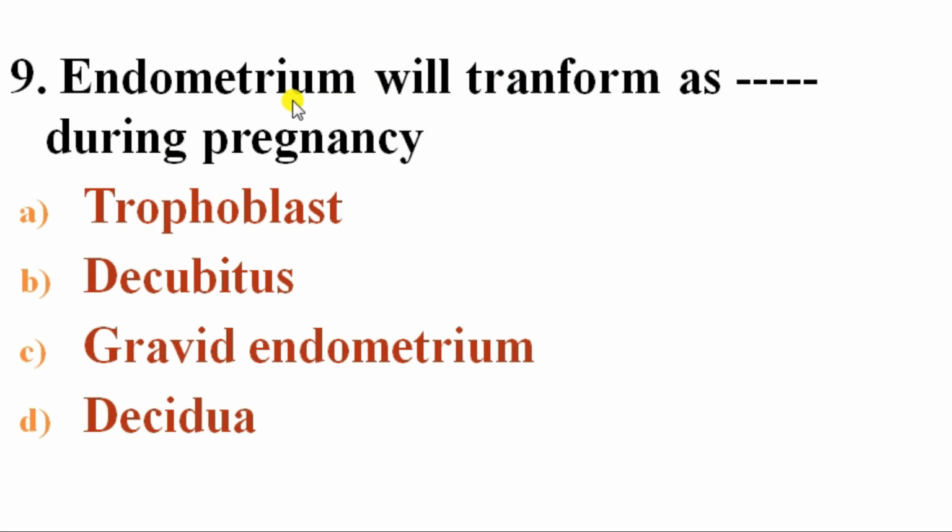Next question, endometrium will transform as dash during pregnancy. Options: A trophoblast, B decubitus, C gravid endometrium, D decidua. Answer is D decidua. So during pregnancy, endometrium is known as decidua.